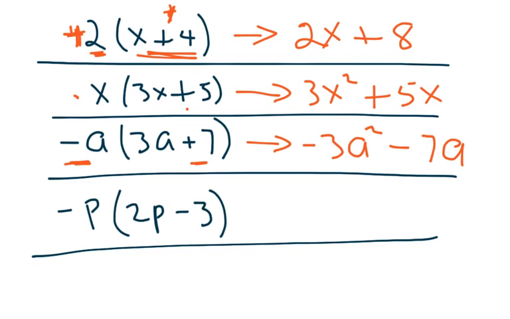And last, I'm going to have minus p by 2p. That's going to give me minus 2p squared. And then minus p by minus 3. Well, minus multiplied by minus is plus. So that's plus 3p. Okay, now it's your turn.